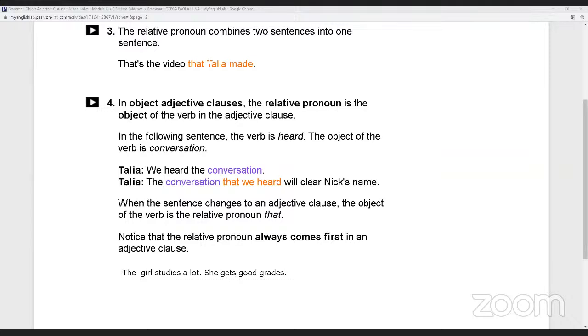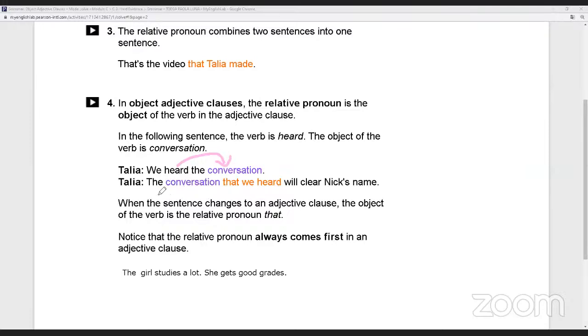Okay. Now this is an important point, right? So take care in this part. In object-adjective clauses, the relative pronoun is the object, okay? This is a normal sentence, right? We only have one. We heard the conversation, okay? In this case, the conversation is the noun, and heard is the verb, of course. The verb is heard and the object is conversation. So the verb is working on the conversation. We heard what? The conversation, okay?